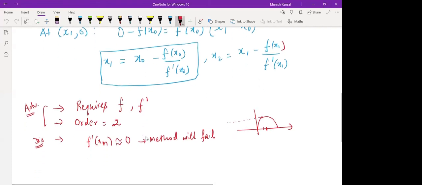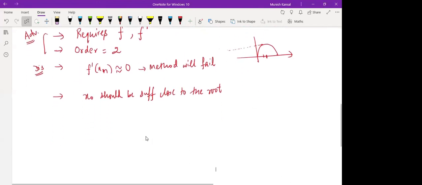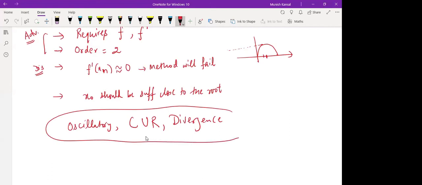And the second disadvantage is that x0 should be sufficiently close to the root, right? This is a locally convergent method, right? So if you choose x0 very far away from the root, then the method may or may not converge. There are many other issues, like oscillatory problems, convergence to an undesired root, and divergence issues. So these are a few issues which are studied in Newton's method, right?